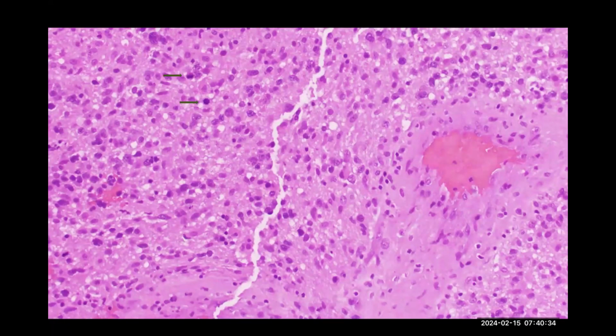So on high power, on the right side, there is a blood vessel with vascular proliferation. On the left side, there are tumor cells that morphologically, phenotypically look like astrocytes with a fibrillary background, pink cytoplasm, and I put some arrows to indicate the mitotic figures. So there are two mitotic figures. So putting it all together, astrocytic neoplasm with vascular proliferation, necrosis, mitosis. This is a glioblastoma, CNS WHO grade 4.